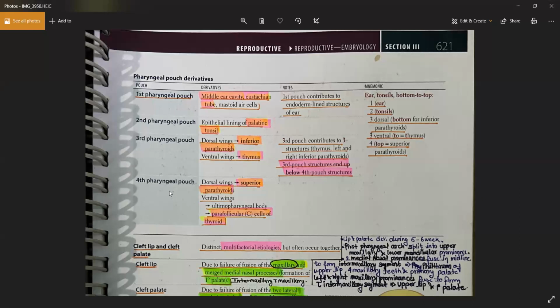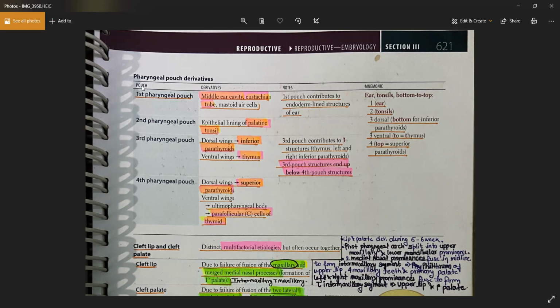Similarly, the fourth pharyngeal pouch will be forming the superior parathyroid. This is important. Although the third pharyngeal pouch is above the fourth, the third pouch will be forming the inferior parathyroid, and the fourth pouch, which is below, forms the superior parathyroid. Other than that, this fourth pouch is also forming the parafollicular C cells of the thyroid. So note that fact also.